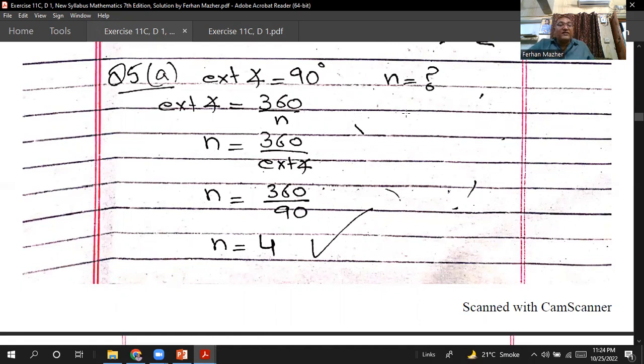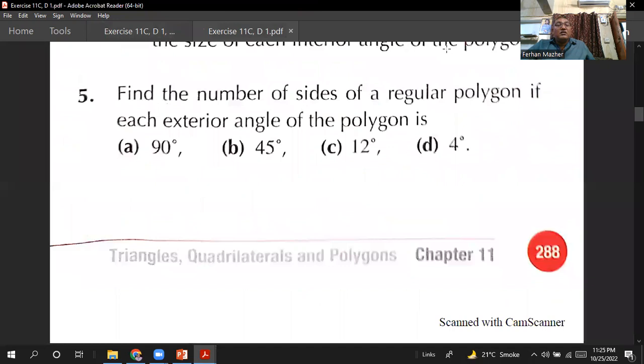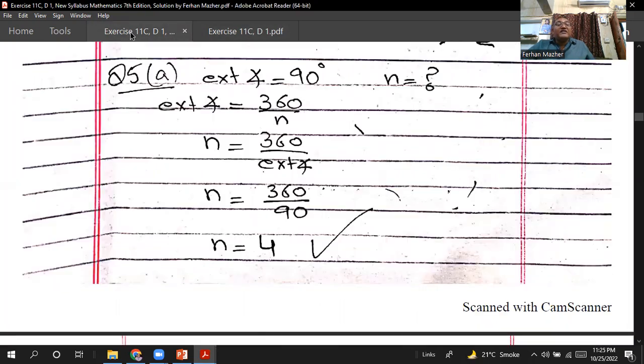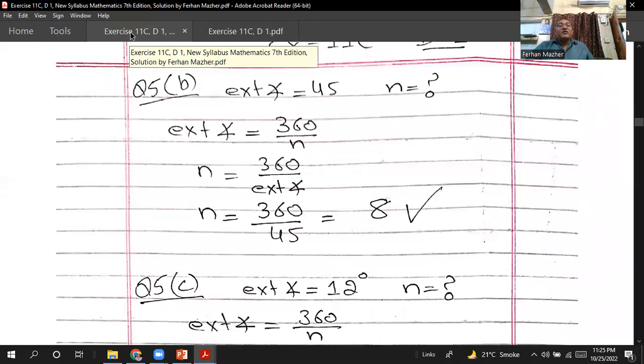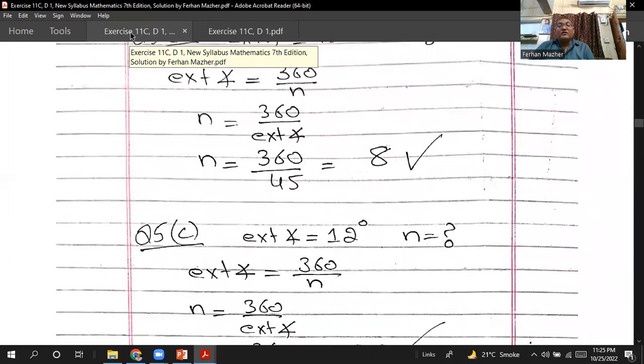So if all the exterior angles are 90, this is a quadrilateral, a regular quadrilateral. B part is if the external angle is 45 degrees. So the external angle is 45 and the number of sides is the question. The external angle for a regular polygon is 360 divided by n. So n will be equal to 360 divided by the external angle. So n will be equal to 360 divided by 45, and that will be 8. So it's an 8-sided polygon.